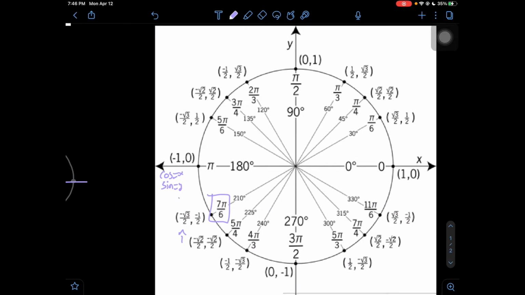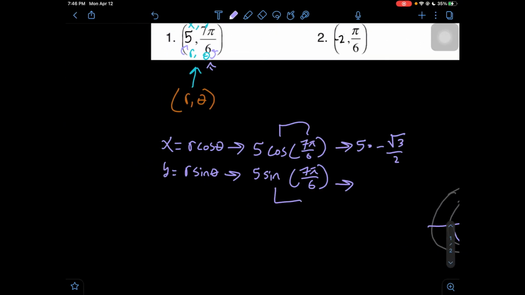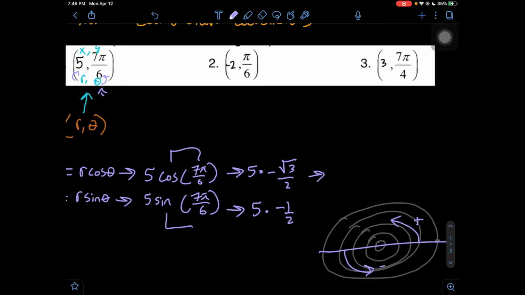Well, the sine, we said, is the y value, and the y value is negative 1/2. So we can go ahead and substitute that in. So 5 times negative 1/2. Let's go ahead and multiply. So here we would get negative 5 square root of 3 over 2. And for our y value, we would get negative 5 over 2.